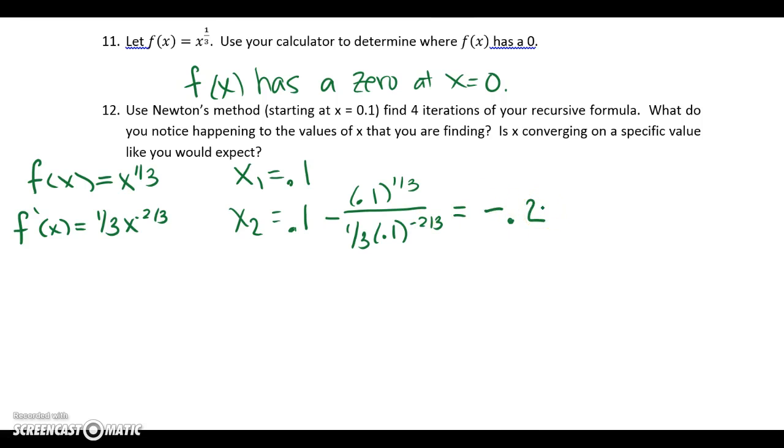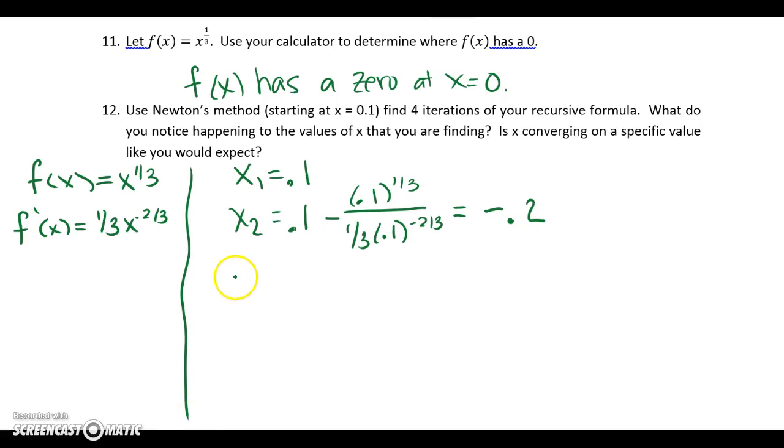Now, it's not uncommon for us to go from a positive value of 0.1 to a negative value of 0.2. It's possible that our solution could be negative and that we didn't quite have the right value for our starting point. So this is not unusual to see something like this.